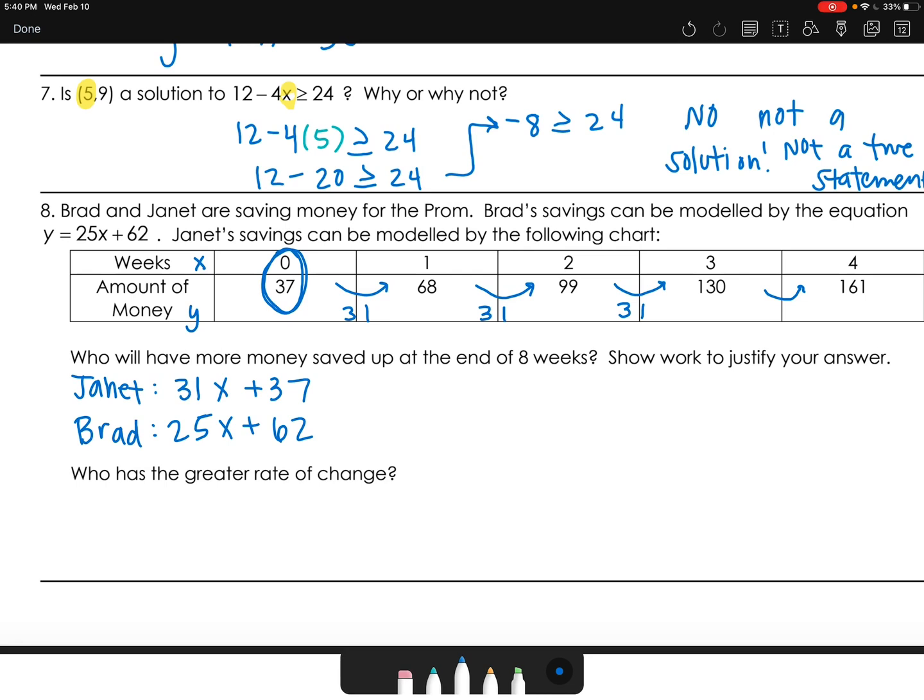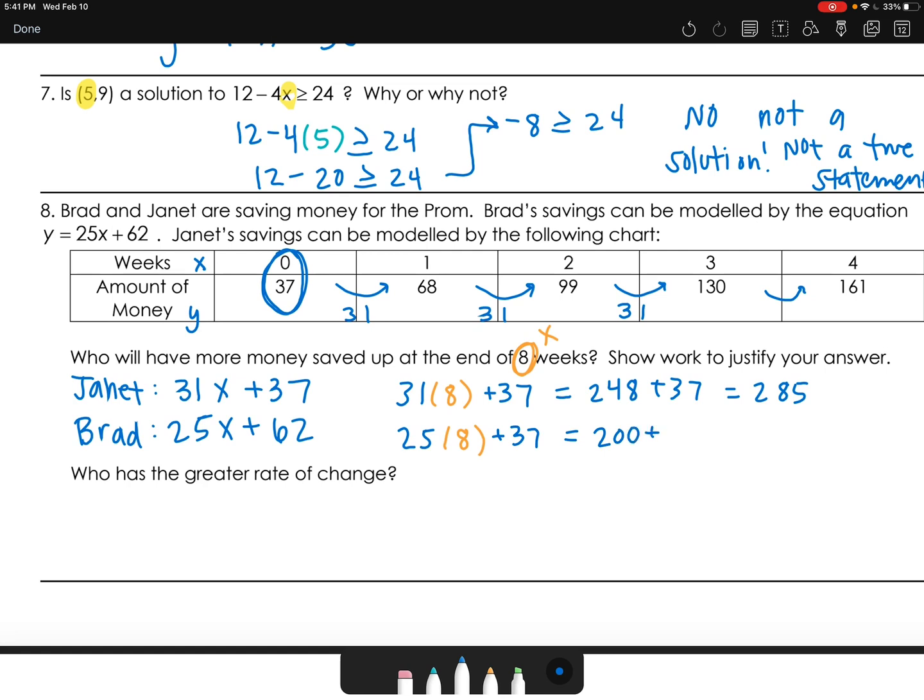Okay, so now that they look the same, I can now compare them and see who will have more money in 8 weeks. So I'm going to plug in this 8 for x and show my work. And so I have 31 times 8 plus 37, and this is Janet's amount, and so that's going to be 248 plus 37, which is equal to $285. Okay, that's how much Janet saved. And then we have 25 times 8 plus 62. Well, that would be 200 plus, oops, not 37.